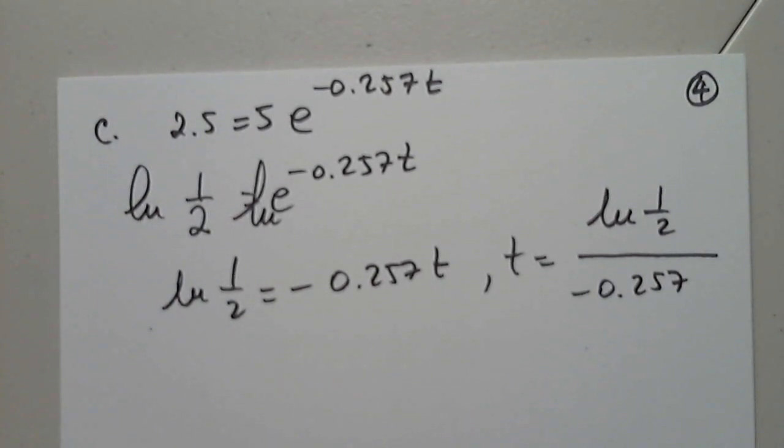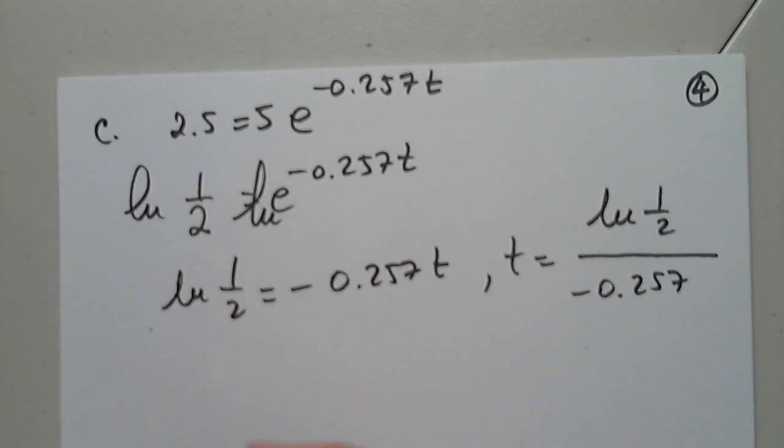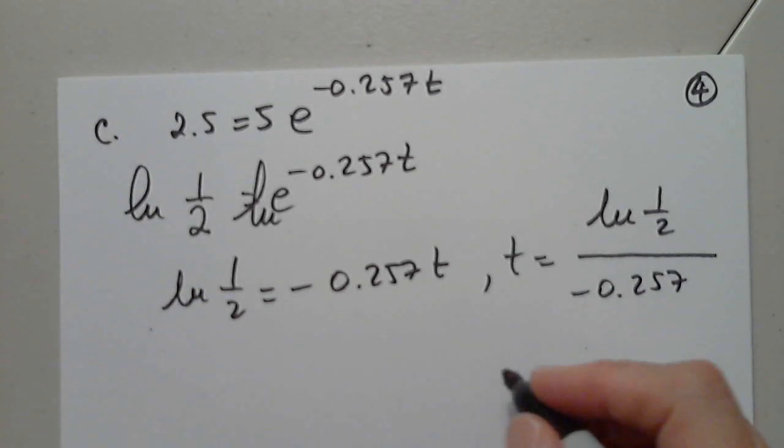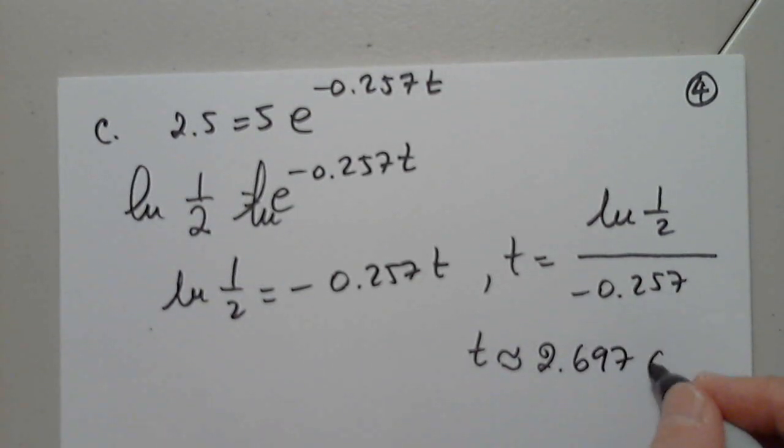So let's see. If from 5 to 1 it needed 6 days, from 5 to 2.5 it has to be less than 6 days, right? Good. So here's what I'm going to do. I'm just simply going to replace this number by 2.5. So t is approximately 2.697 if you want the days.